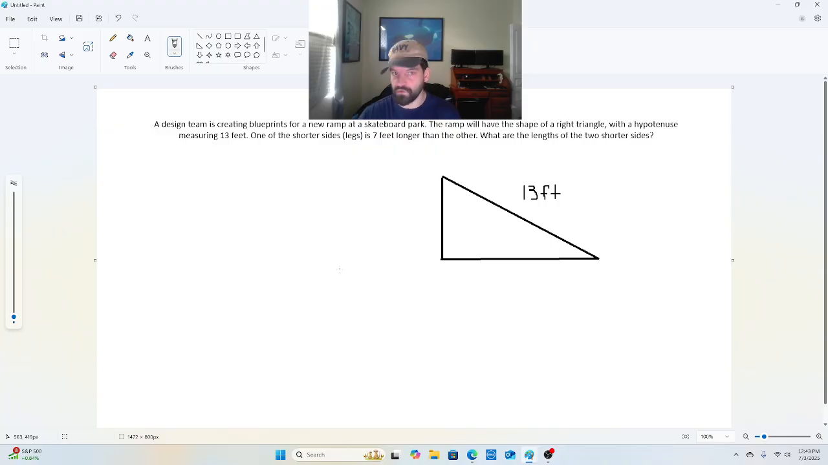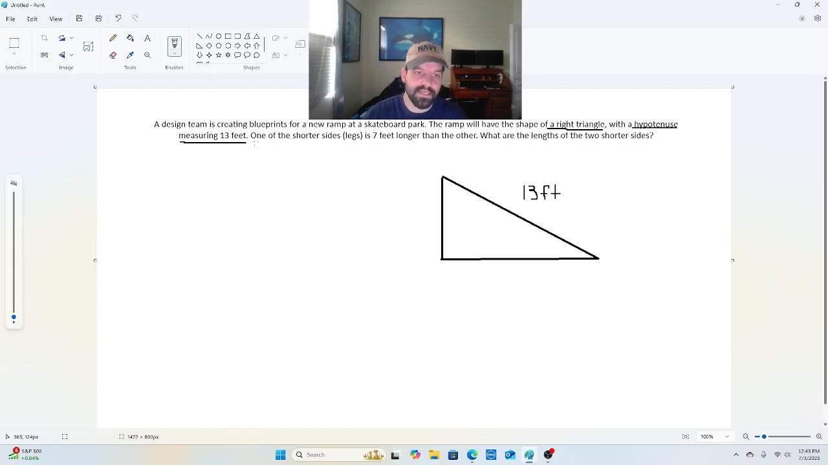with reading the question, we have the fact that the ramp will have the shape of a right triangle. I'm going to go ahead and highlight that, with a hypotenuse measuring 13 feet. Now, I've talked about this in previous videos, but sometimes reading the question more than once will help you get a better understanding of what's mathematically important and what I call fluff. It's there just to set up the scenario of the problem. It's not mathematically important.